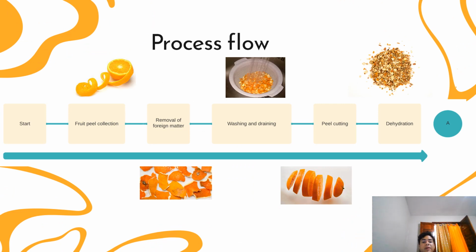The process flow starts with peeling and harvesting. First, fresh oranges are selected without chemical treatment. Then the orange must be peeled in order to obtain the peel. Use a citrus peeler or a sharp knife to remove the orange peel. Removal of foreign matter: inspect the peel to make sure there are no traces of pulp or other foreign matter. If you find unwanted parts, cut them off with a clean knife.